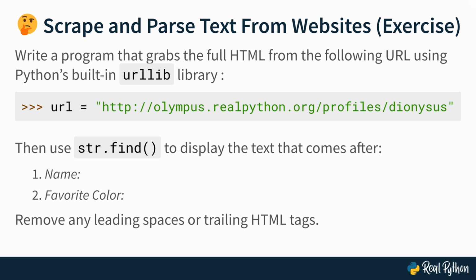Here is your first exercise task. You're meant to write a program that grabs the full HTML from the following URL using Python's built-in urllib library. And then you see the URL, which points to a specific profile on that Mount Olympus page that you've seen before. And specifically, you want to scrape the profile of Dionysus in this case.